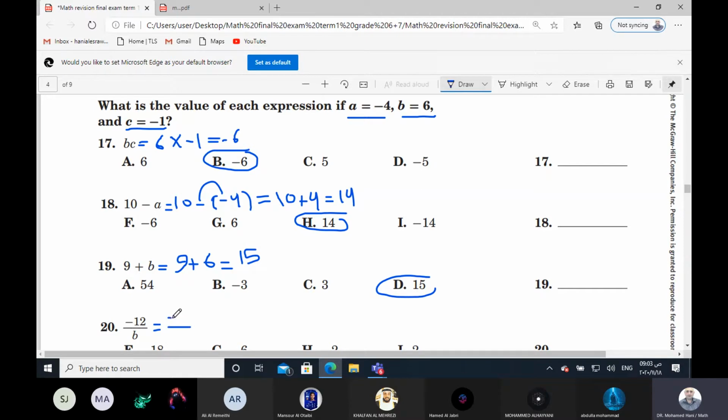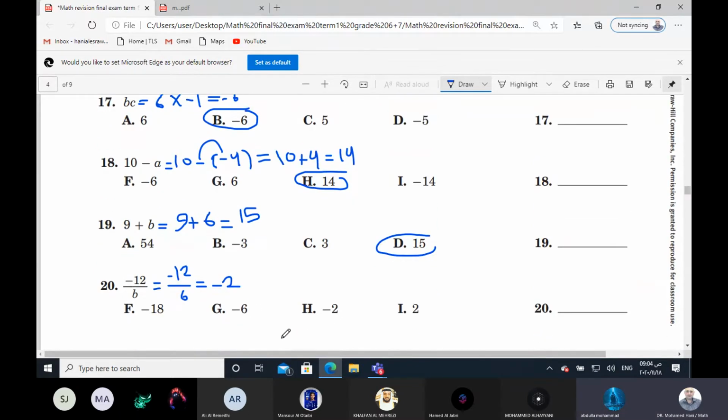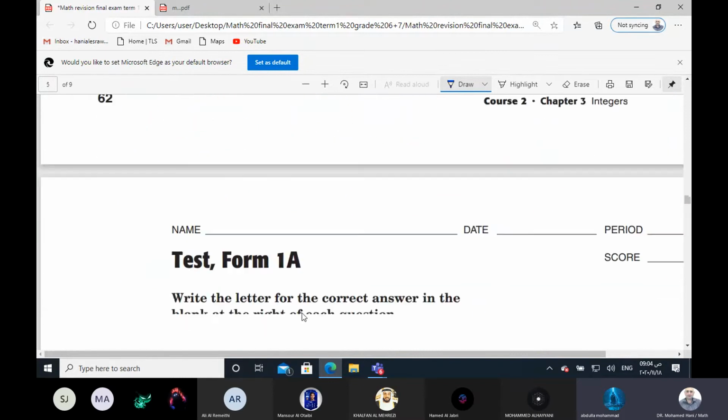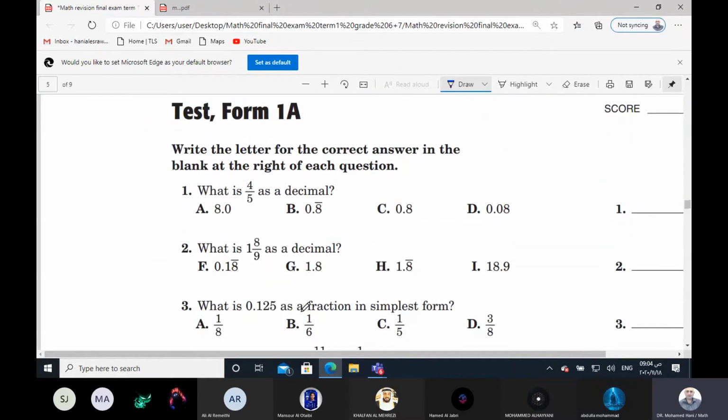Here we have minus 12 up, and down we have B. The value of B will be 6. Now 6 is positive, 12 is negative. Minus divided by positive will be minus. 12 divided by 6 will be 2, minus 2. Okay.